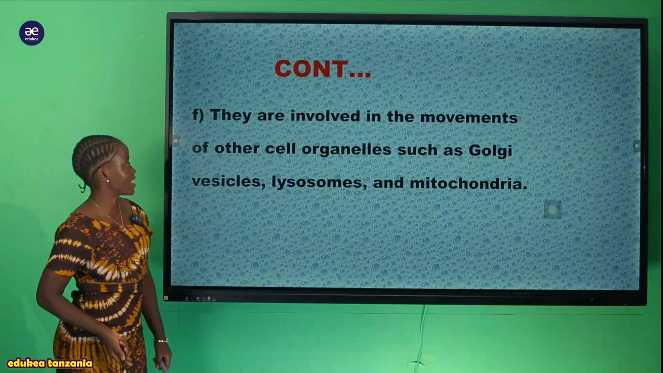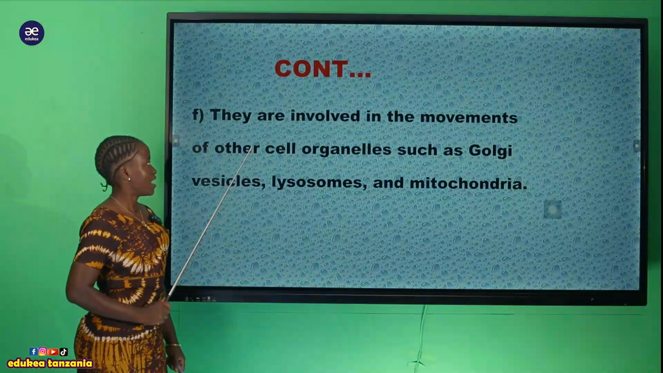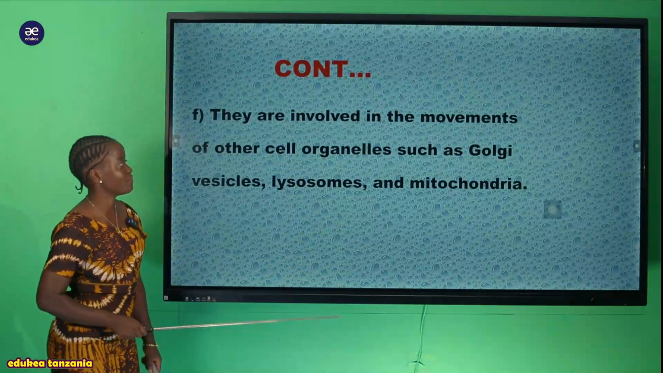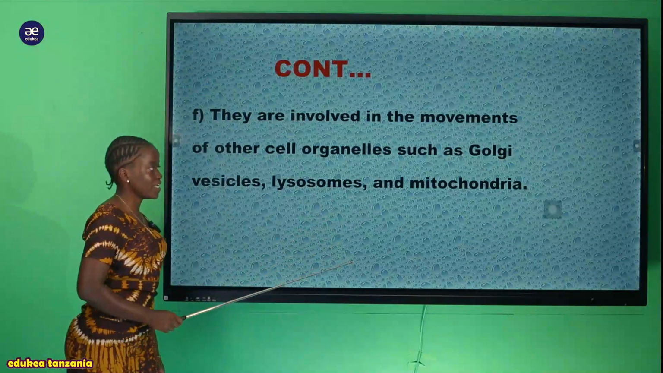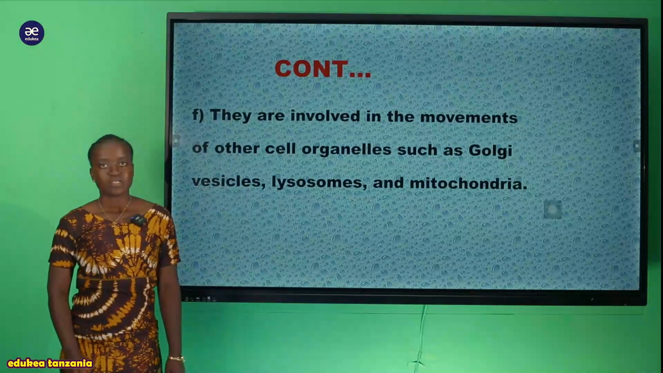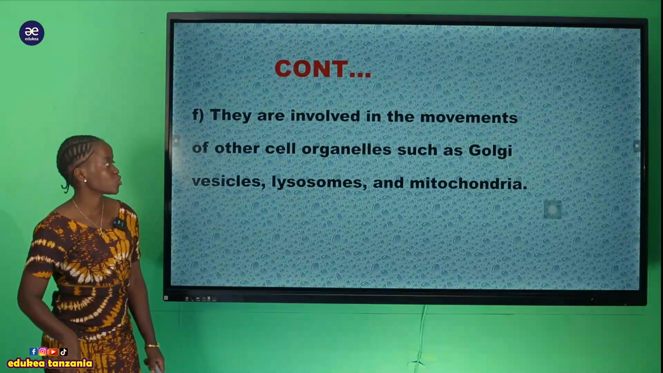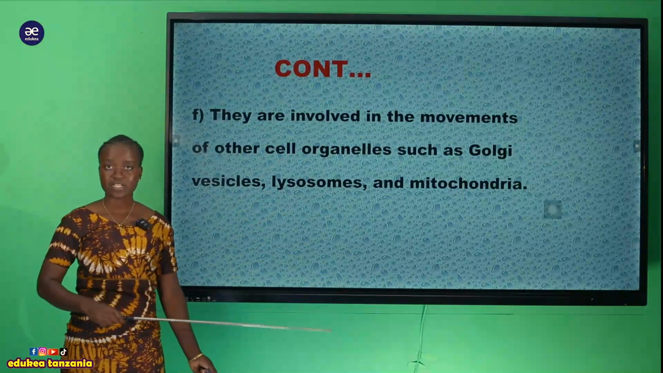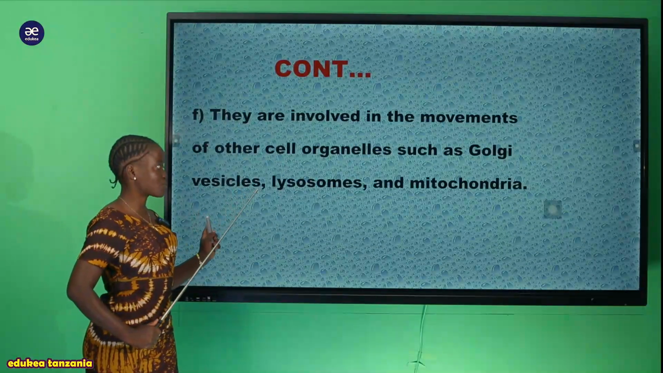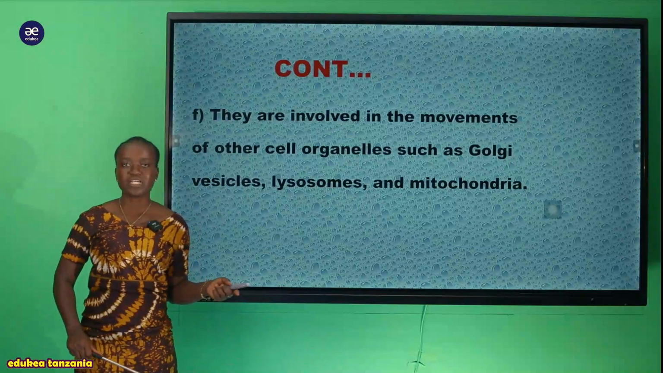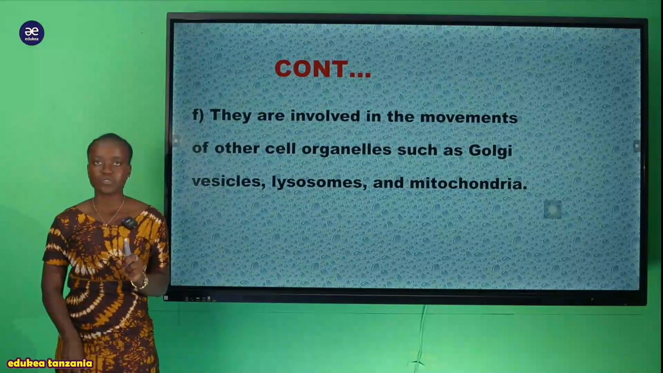Another function of microtubules, here we can say that they are involved in the movement of other cell organelles such as Golgi vesicles, lysosomes, and mitochondria. So apart from holding the nucleus in its place, these microtubules help in the movement of different kinds of organelles within the cell. For instance, the Golgi vesicles, lysosomes, and mitochondria tend to move from one place to another due to the presence of these microtubules.